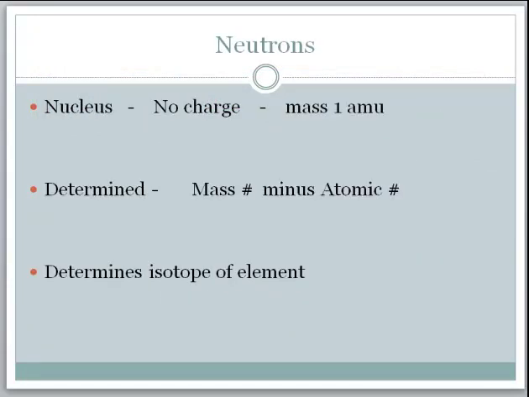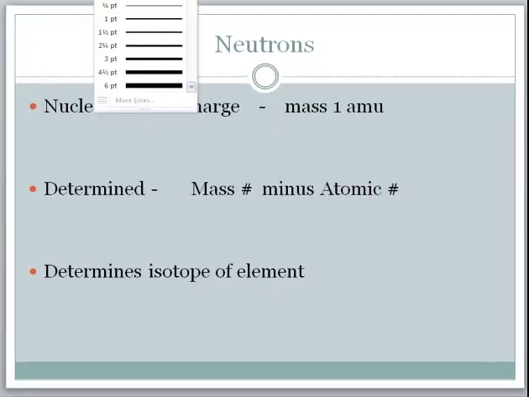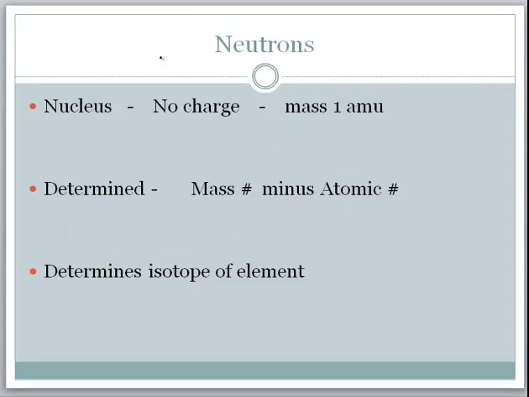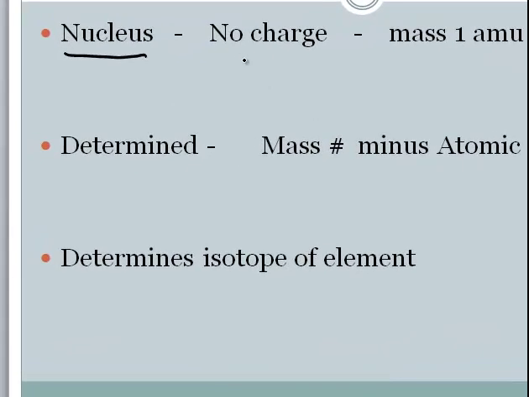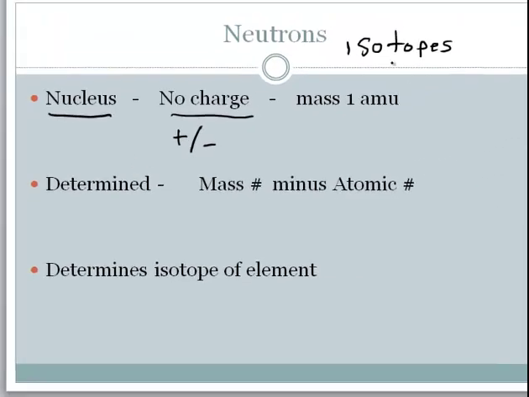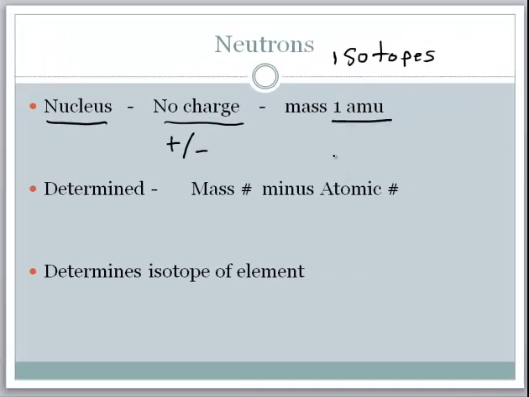Alright, let's take a look at our next subatomic particle, and we'll look at neutrons. Neutrons are going to be used when we talk about isotopes. And again, we've mentioned this a number of times, and we'll keep mentioning it. Neutrons are located in the nucleus. They have no charge, so sometimes their charge is written like that, or sometimes it's just written as a 0. They also have a mass of 1 AMU, so we'll say a mass of 1.